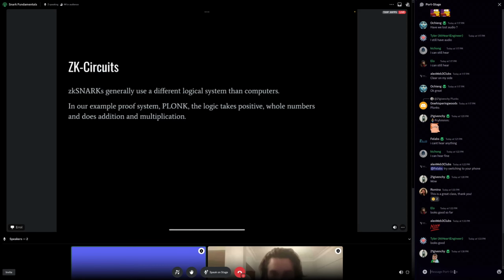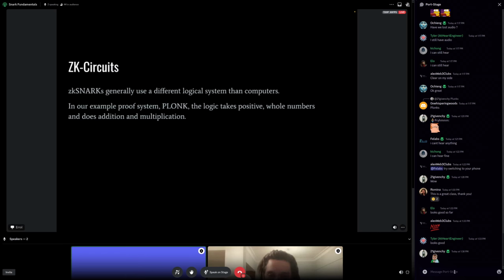So then we move to ZK circuits. What's the difference between these two? It's just really the numbers we use and the logic. So ZK circuits work with different logic to computers. It would have actually, in many ways, been ideal if we had binary logic in ZK circuits, but it didn't work out that way. So we have different logic.